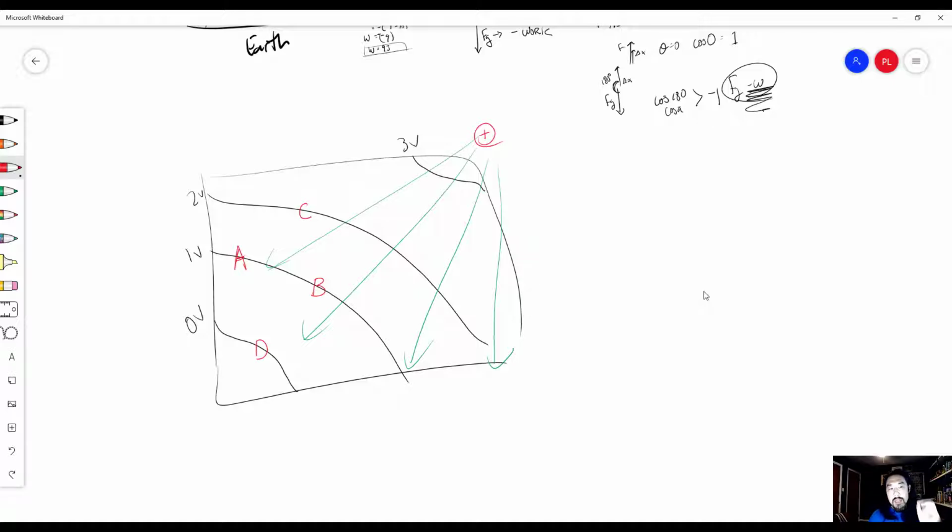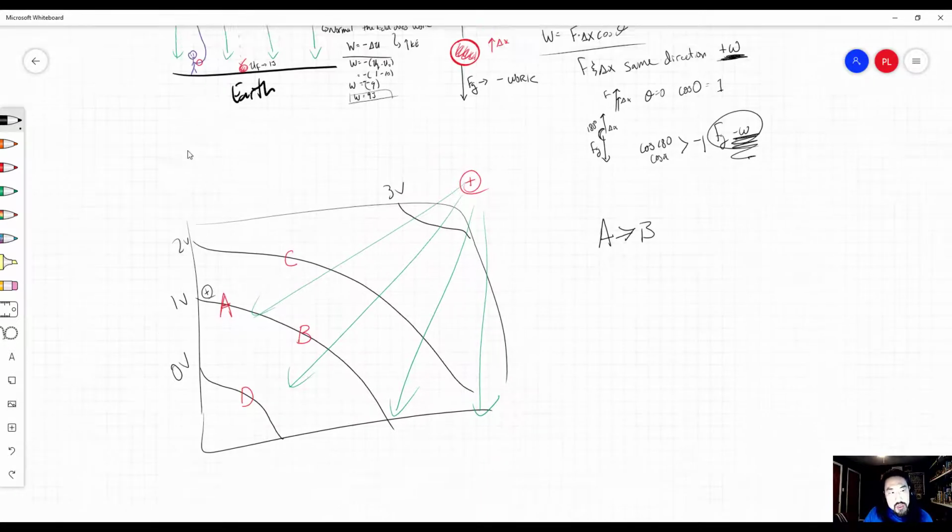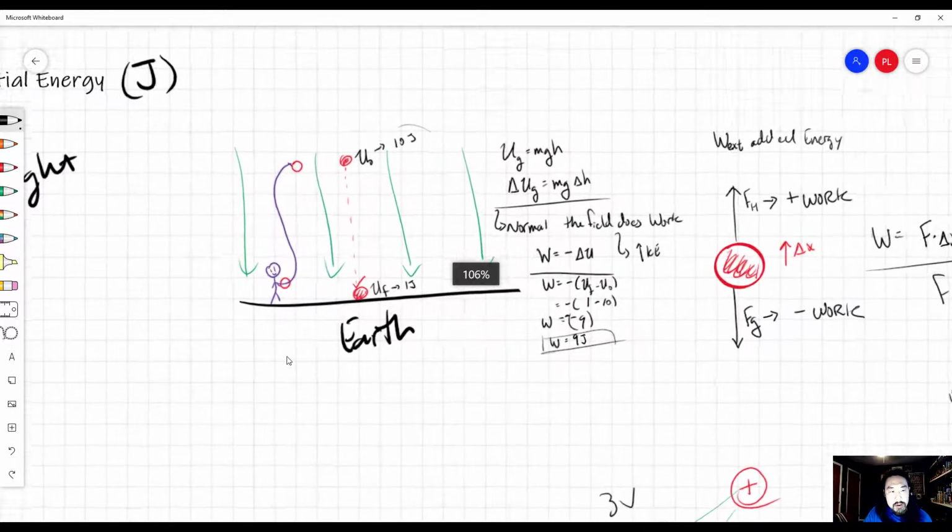All right, so we have to think about it. If we have a positive test charge, and that positive charge is at location A, we'll start off at A. We move the positive charge from A to B, and the question is, how much work is being done? Now, we have to really think about this and go back to this scenario up here.